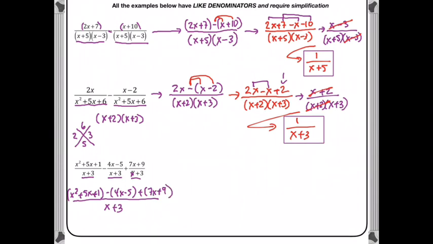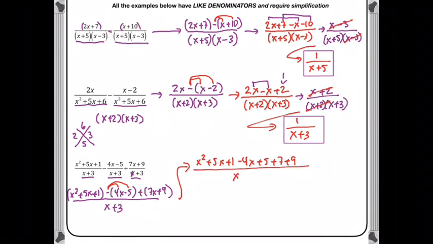Okay? And so, at the end of the day, we want to break it down so we can start to collect like terms. x squared plus 5x plus 1 minus 4x plus 5 plus 7x plus 9 all over x plus 3.